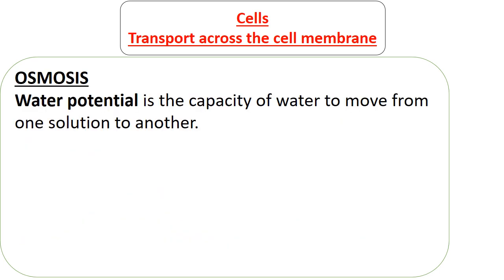Water potential is defined as the capacity of water to move from one solution to another. So if you have two different solutions which are separated by a selective permeable membrane, one solution has a high capacity of water to move from it to the other. How do you tell? It's about concentration. So a solution that has a high concentration of water means it has high water potential and therefore it can move, because diffusion is the movement of molecules from high concentration to low concentration.